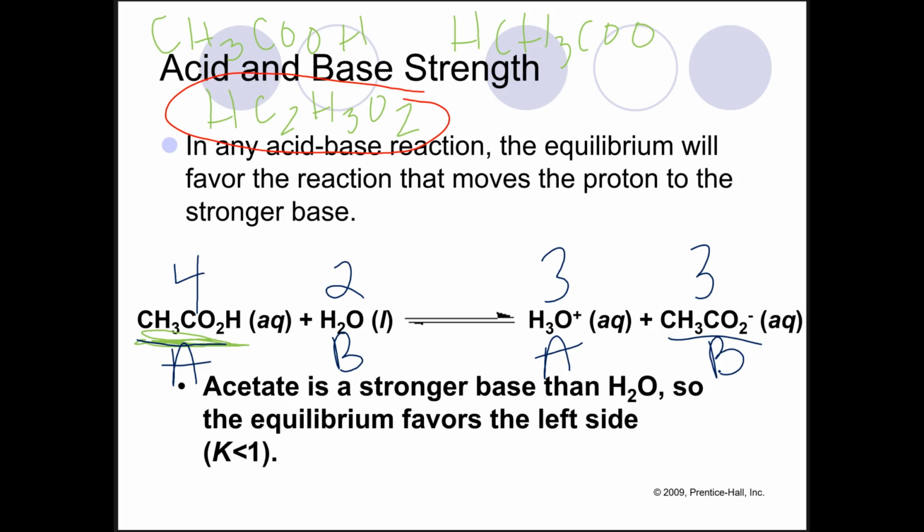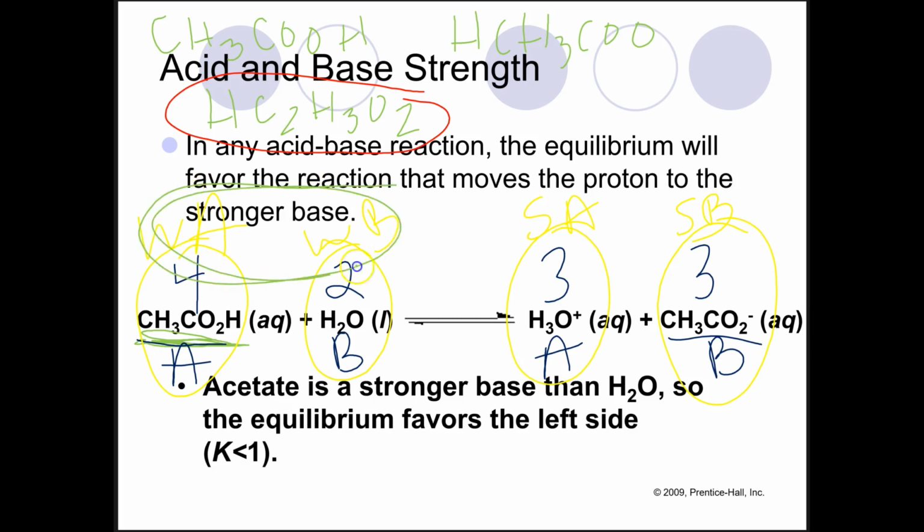So we would go to our table and look up the acetic acid and H3O plus on the table. And it turns out that H3O plus is stronger. So I'm going to write strong acid, weak acid. And then we would look up the bases. So water on the base side and acetate on the base side. It turns out that acetate is a stronger base than water. So strong base, weak base. So we have now figured out which one is which. The strong side is on the right and the weak side is on the left.